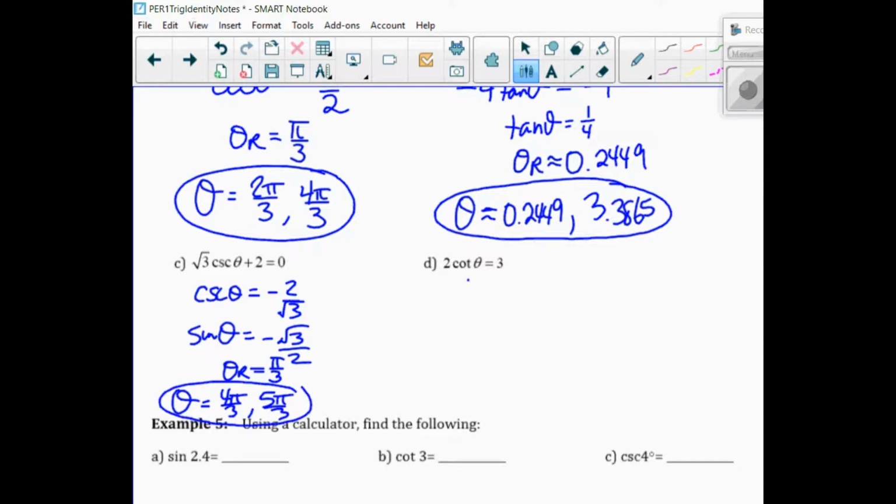Okay, next one. Cotangent theta equals 3/2. Can't do that on the unit circle. So first off, I got to change this to tan. So tan equals 2/3. Now I'm going to go to my calculator. Notice the calculator doesn't have any of the reciprocal functions in there, so you're going to have to know how to do this. So change it to tan. Tan's on your calculator. Inverse tan this.